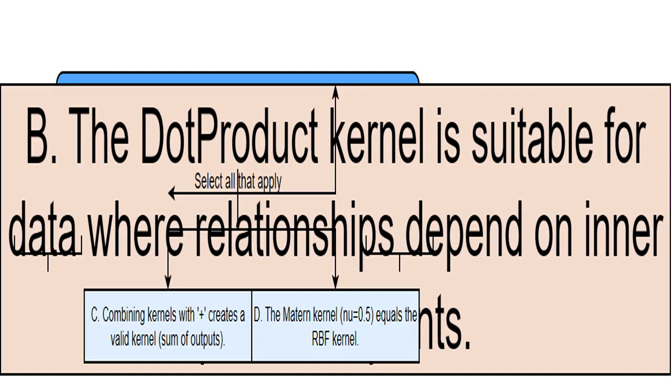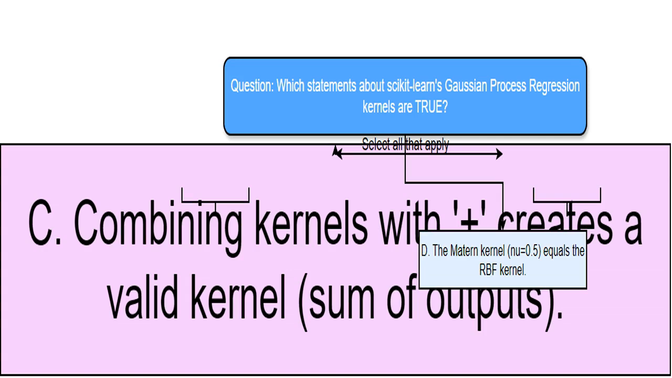If the inner product is high, it implies high similarity. I'll choose this if data point relationships are best represented by their inner product. This is great news. You can combine kernels simply by adding them. The resulting kernel's output will just be the sum of the individual kernel's outputs. This is a valid method within scikit-learn.